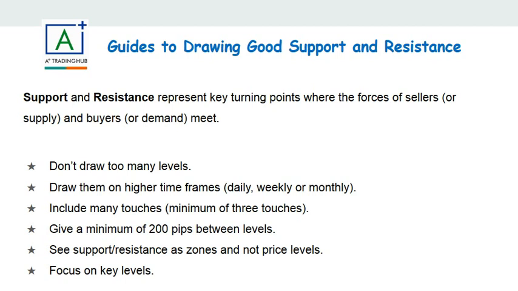Then see your support and resistance as zones, not price levels, because we tend to have overshoots of price. Sometimes you see price get to a support and spike down, then reverse immediately. But if you treated it as a zone, you will realize that okay, it's not yet broken. And also focus on the key levels. I've said this earlier, focus on the support and resistance on the daily and weekly time frame.